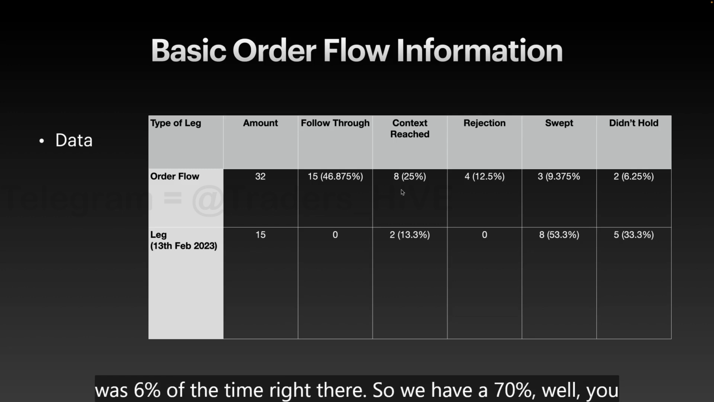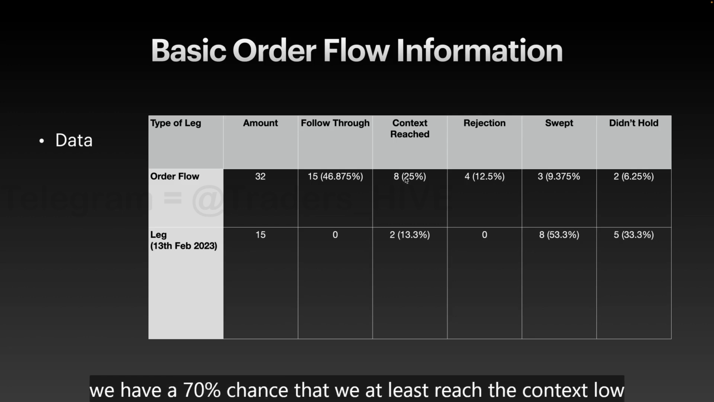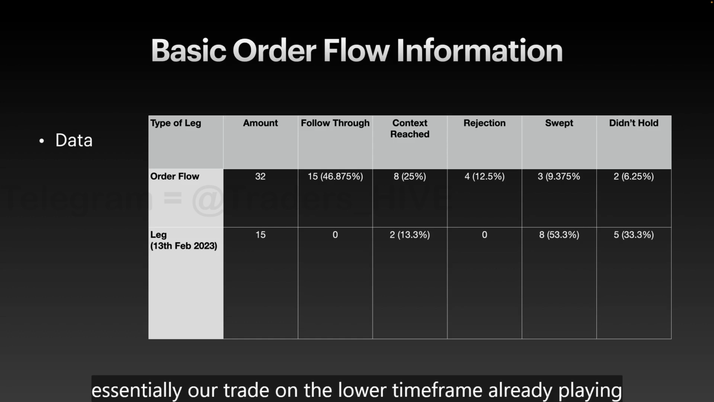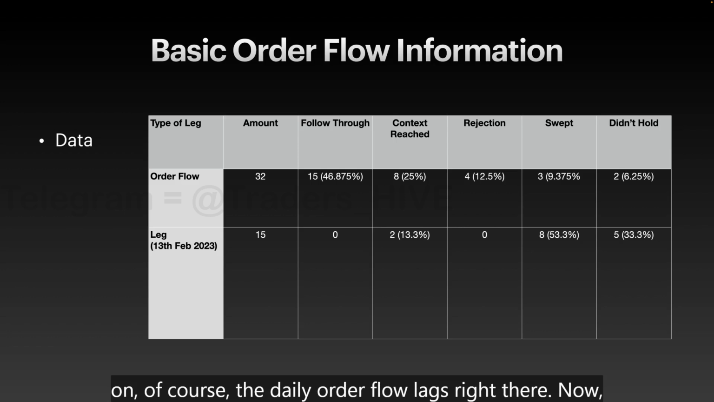So we have a 70%. Well, you could argue the rejection is also somewhat in our favor, but we have a 70% chance that we at least reach the context low or the context high, which means we have a 70% chance of essentially our trade on the lower time frame already playing out right there. That's very important. Just purely based on, of course, the daily order flow lags right there.